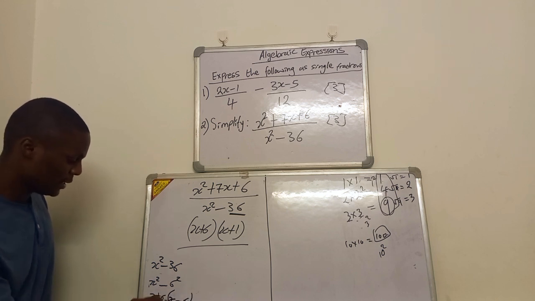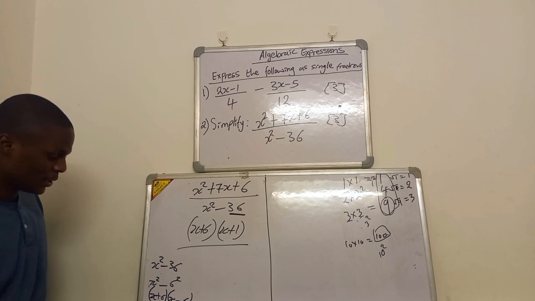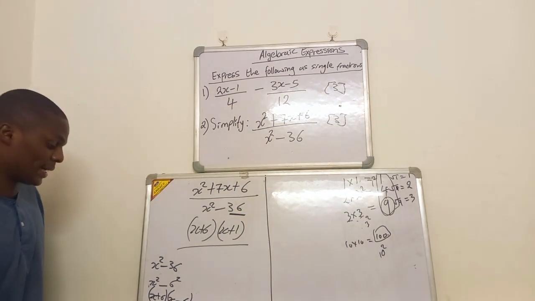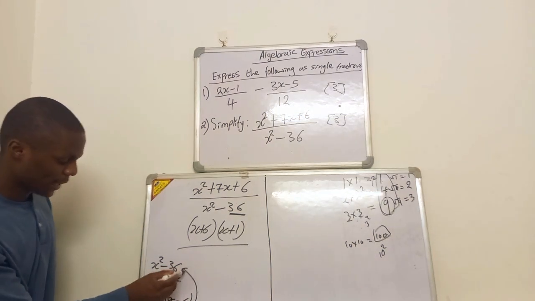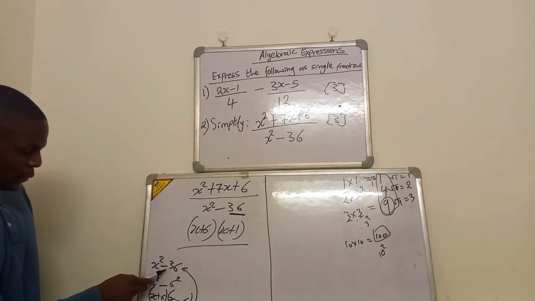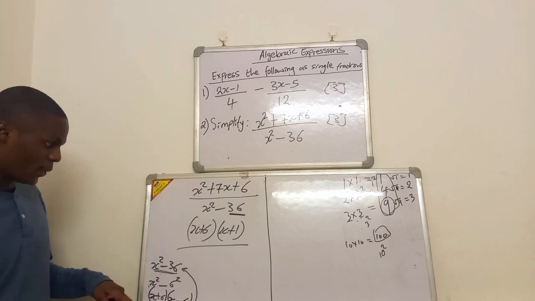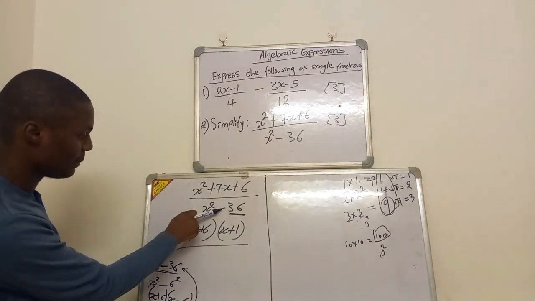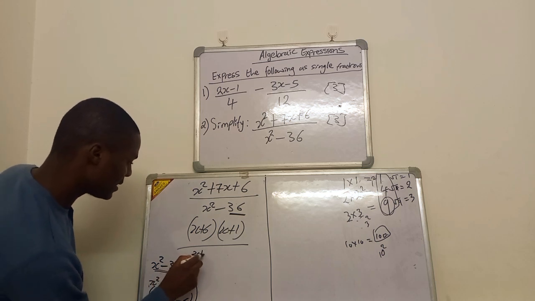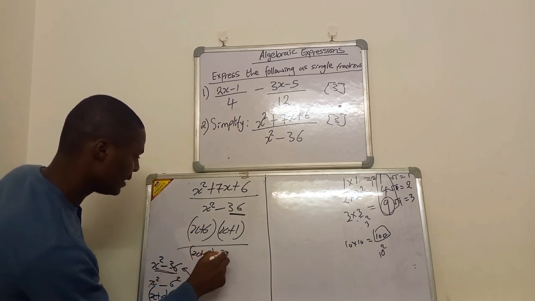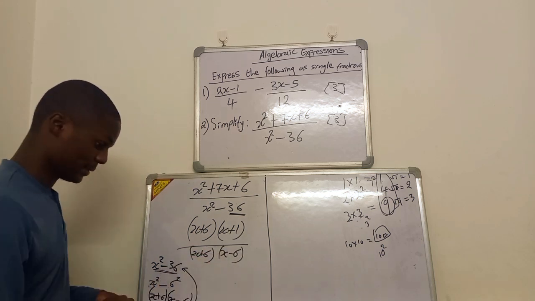So I put the brackets. This is now the factorized form. To factorize, I'm putting the brackets. Now expansion, I will remove the brackets and it will give me this answer. So after factorizing x squared minus 36, I'm getting x plus 6 and x minus 6.